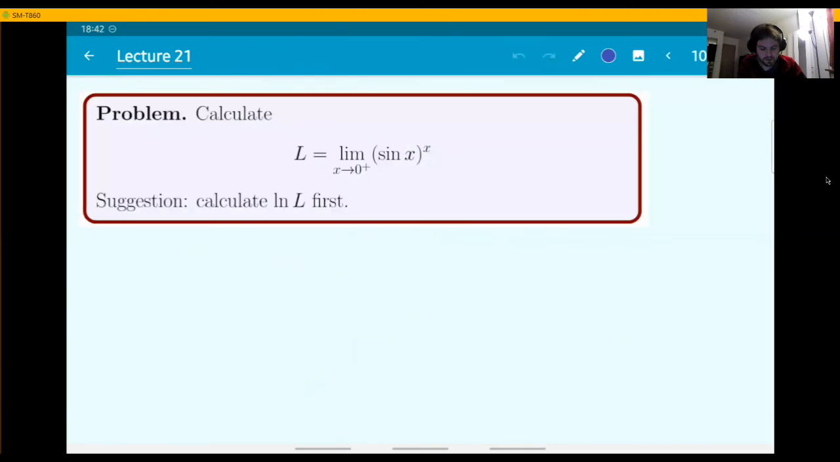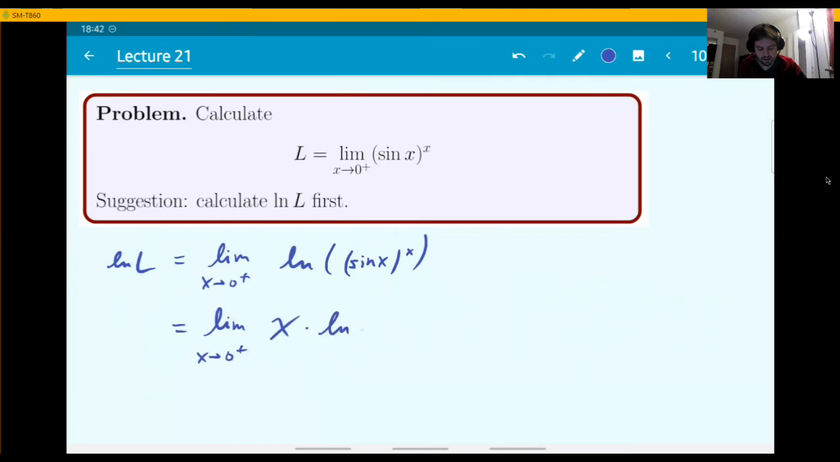Moving on. Here's a different one where you have a tower function, x in the base and also in the exponent. Calculate this limit L. Suggestion: calculate ln of L first. Okay, let's do that. So when you take ln of a limit, you just take ln inside of the limit. You take ln of the expression itself. Sine x to the x. Why are we doing that? Because the ln brings the exponent down. It becomes x times ln sine x.